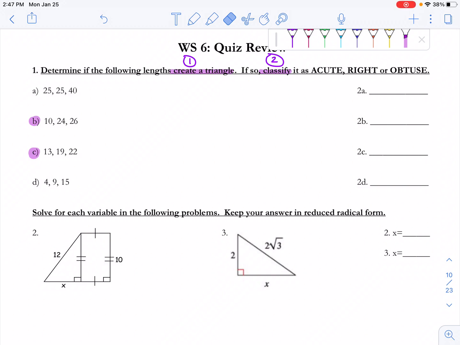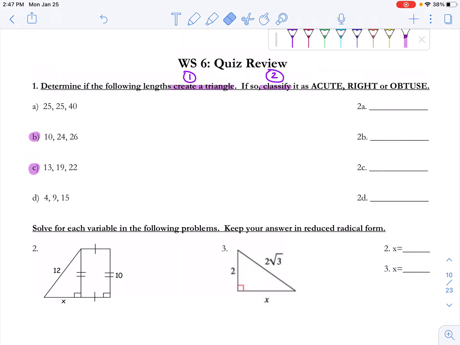Hey guys, so I just wanted to go over a couple questions from worksheet 6 to help prepare you for tomorrow's quiz. So I'm starting with, like I said, worksheet 6. We'll start with this first part where we're looking at side lengths to first determine can they create a triangle, and if they can, then classify it.